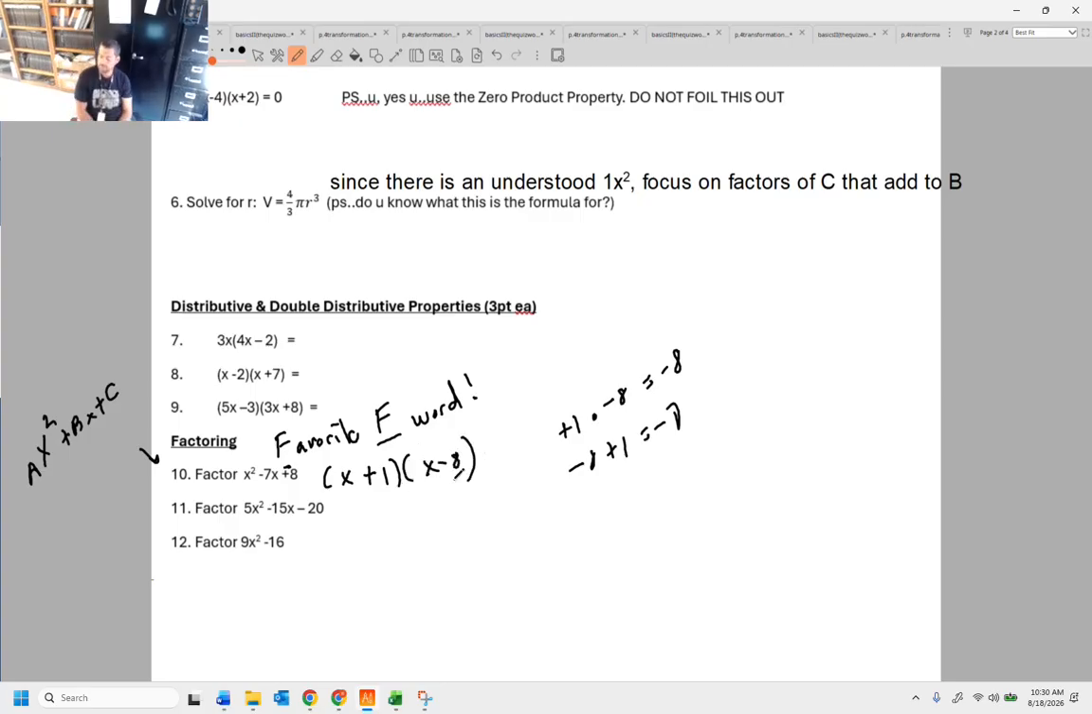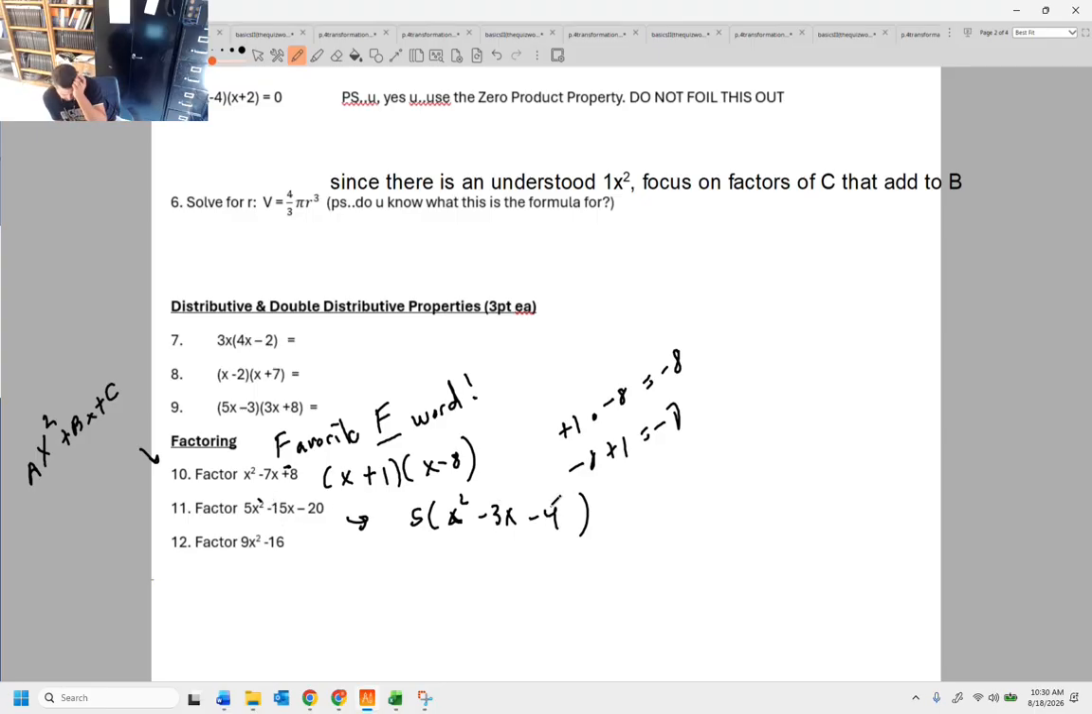All right, number 11. Now, 11 is a trinomial, and the first thing I notice in 11 is that all 3 pieces are divisible by 5. So the first step in factoring is to factor out something small. I can pull a 5 from both pieces. 5 times x squared is 5x squared. 5 times negative 3x is negative 15x. 5 times negative 4 is negative 20.